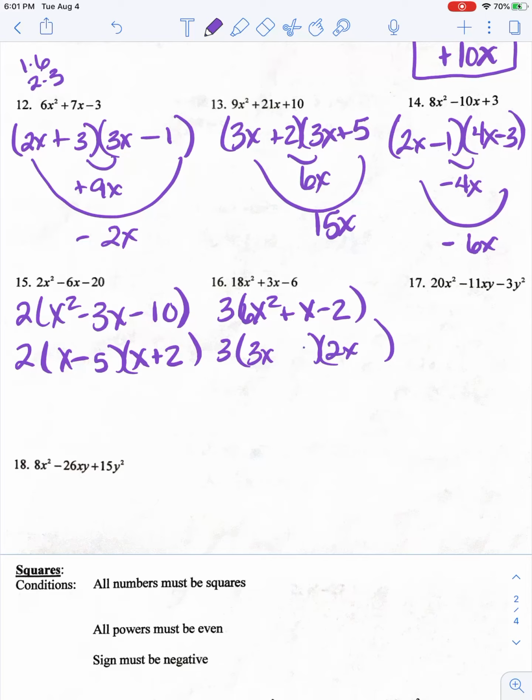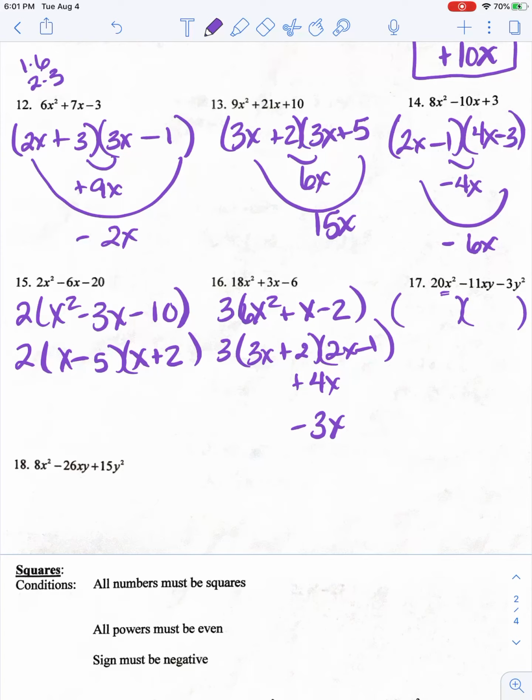3x and 2x. 2 and 1, because that's a 4x and a 3x. Positive, negative. Okay, and 17 looks really intimidating, but it's not. It's got the y squared in the back and the xy in the middle.